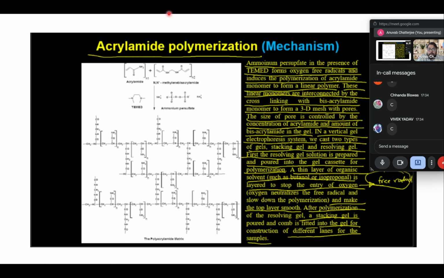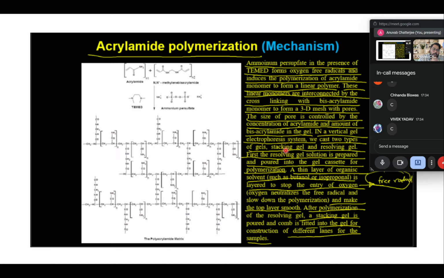So how does the acrylamide polymerization work? This is how the entire polymerization matrix looks. These are the horizontal chains I was talking to you about, and this is the bisacrylamide forming the crosslinks. Ammonium persulfate in the presence of TEMED forms oxygen free radicals that induce the polymerization of acrylamide monomer to form a linear polymer. These linear polymers are interconnected by cross-linking with bisacrylamide monomer to form 3D meshes with pores. The size of the pore is controlled by the concentration of the acrylamide and the bisacrylamide in the gel.